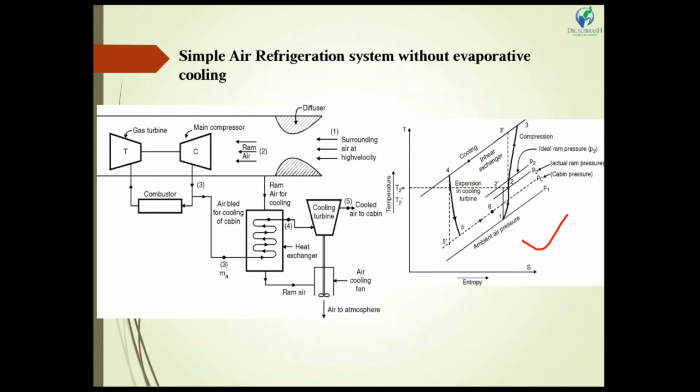Then PC means cabin pressure. Inside the aircraft there is a cabin with passenger seating arrangement, and there is a cabin pressure. Then the actual pressure of the frame: when the surrounding air passes through the propeller and comes inside the propeller, that is called ram air. The ram air we mention as P2. Then the ideal ram pressure, before the compression process, when the air is near the main compressor, is the ideal ram pressure P2.